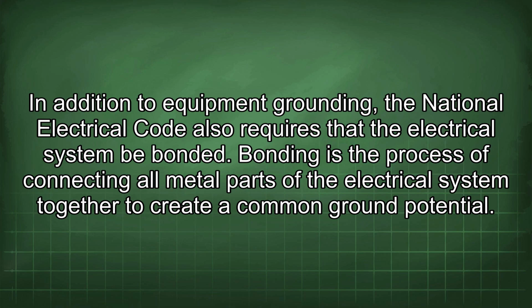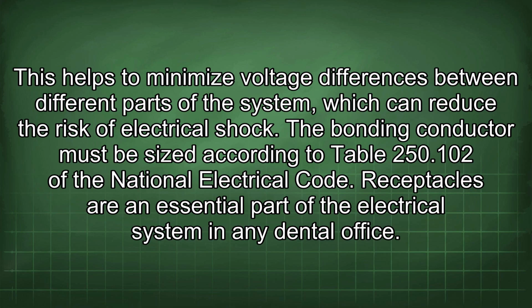Bonding is the process of connecting all metal parts of the electrical system together to create a common ground potential. This helps to minimize voltage differences between different parts of the system, which can reduce the risk of electrical shock. The bonding conductor must be sized according to Table 250.102 of the National Electrical Code.